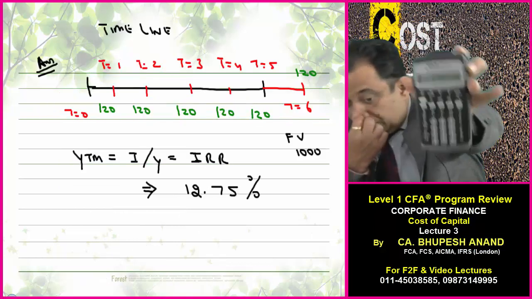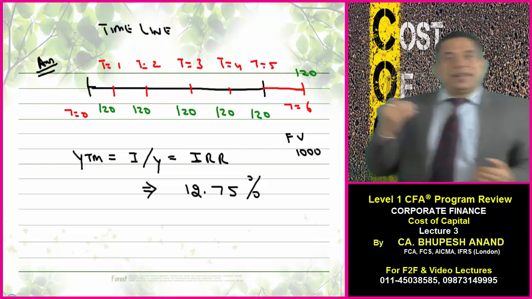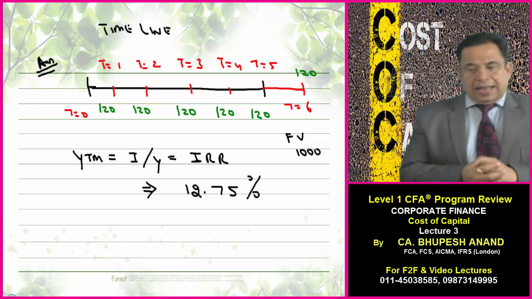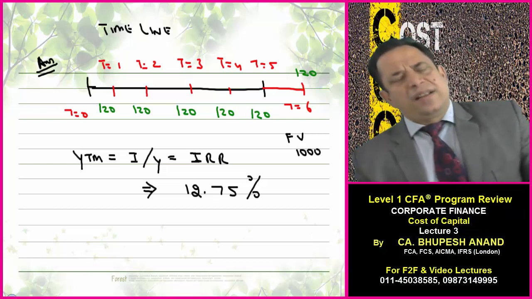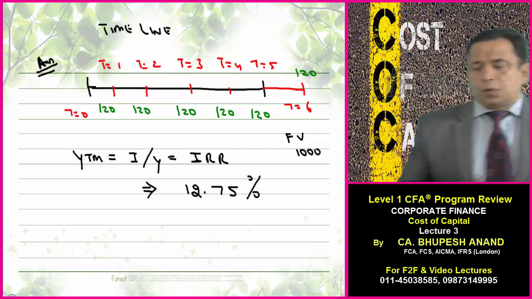Here it is. So please draw the timeline. 120, 120, 120, 120, this is the interest we'll be getting. And YTM is nothing but IRR, or it is nothing but IY, that is coming to be 12.75.